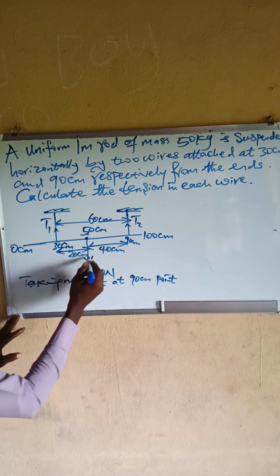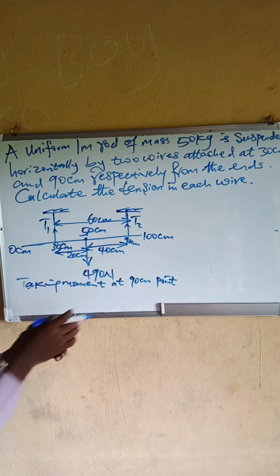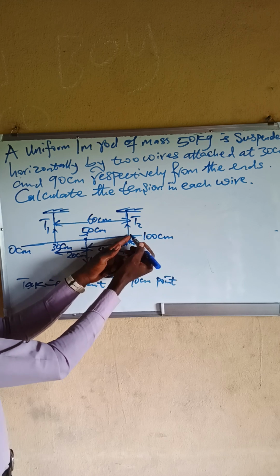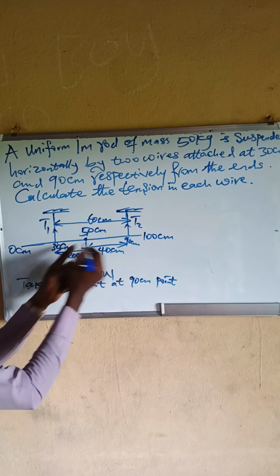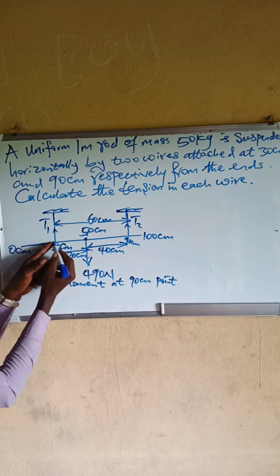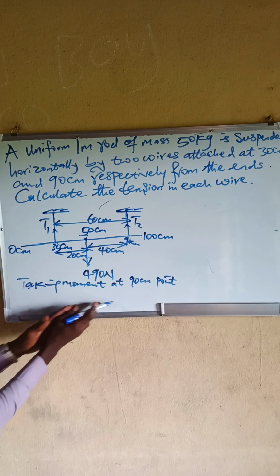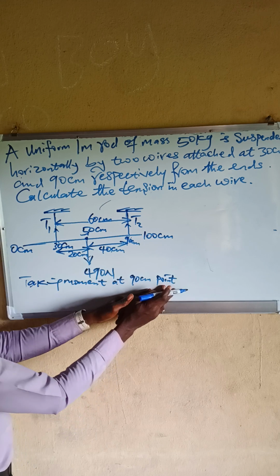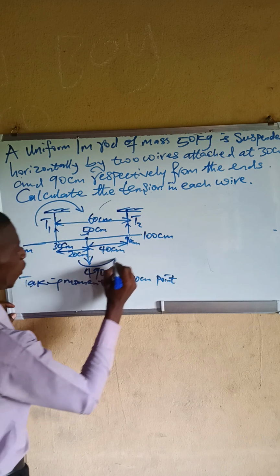If we take our moment at this point, all the forces will be directed towards that point. If you want to find T1, you take moment about T2. If you want to find T2, you can take moment about T1. So if you take moment about T2, all the forces will be directed towards T2. Now we're taking moment about the 90 cm point.